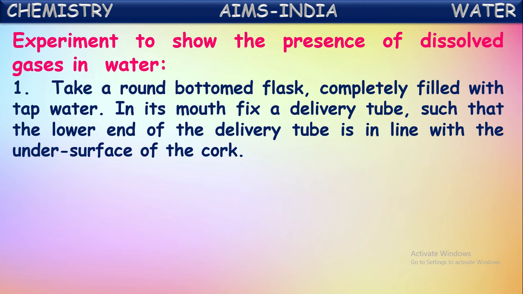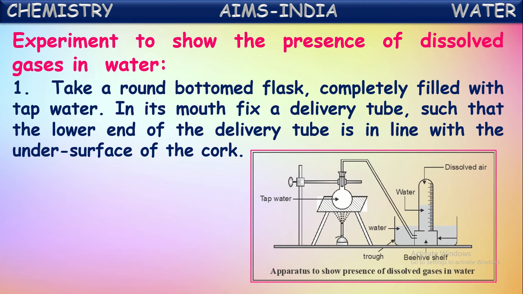For proving this, we have to take a round bottom flask. So this is called a round bottomed flask. See, it has a round bottom. It is taken and completely filled with tap water. In its mouth, we have to fix a delivery tube. See, by keeping a cork to this, through the cork, we have to fix a delivery tube. This is called a delivery tube, such that the lower end of the delivery tube is in line with the under surface of the cork. So here it is fixed like this. The delivery tube is fixed like this through the round bottom flask, which is completely filled with tap water.